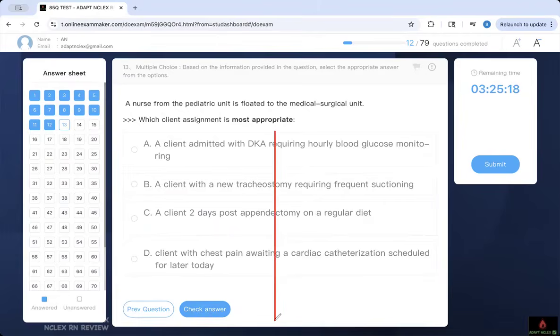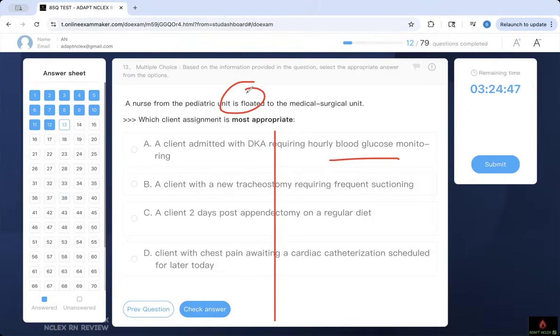Same thing. Client admitted with what? DKA. What is the problem? We need sugar. Check. Why? The question is about floating. A nurse from the pediatric unit is floated to what? Medical surgical unit. Which client should be assigned to the floater? The floater should get a stable patient, not too complex, something that they're more experienced to do. She's what? A pediatric unit nurse. Give them patients that they can deal with.